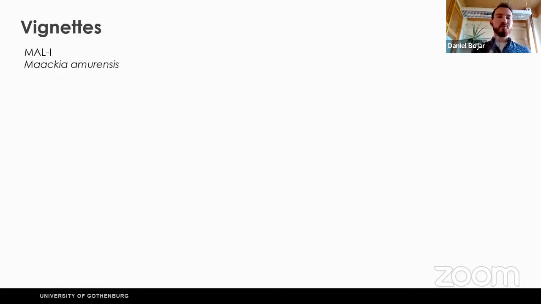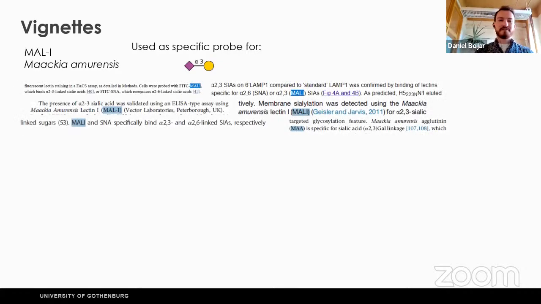The first is MEL1. It's a very similar name, different lectin, same tree. MEL1 is also used as a specific probe for alpha-2,3 linked sialic acid. So it's commonly used similar to MEL2, basically. And here are just a few randomly chosen papers which confirm that, where authors specifically state they use it as a specific probe for this epitope.